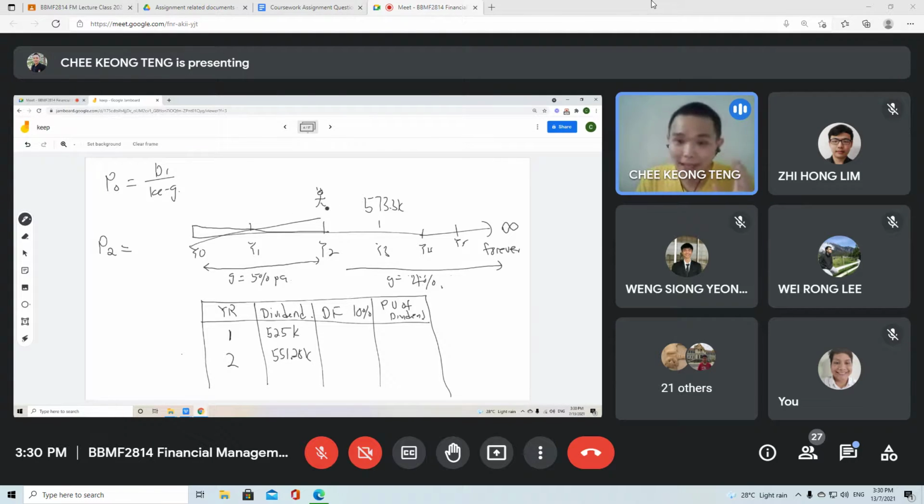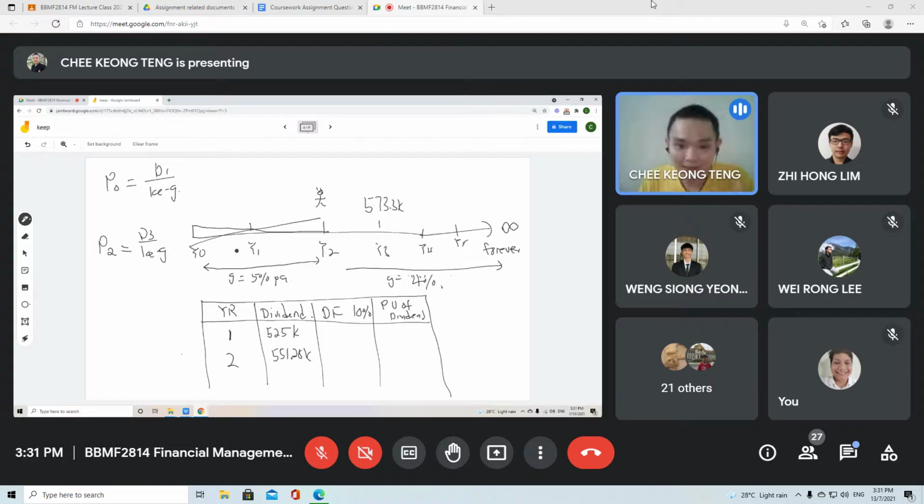If you sell this company out at year 2 to a new buyer, the new buyer uses this formula also. So for the new buyer, if he or she is going to purchase from you, the first dividend the new buyer will get is D3, divided by KE minus G. Because the year 2 dividend you get already, you only sell. So this is the next dividend that the new buyer is going to get if the new buyer purchases the company from you. You can think like that actually.